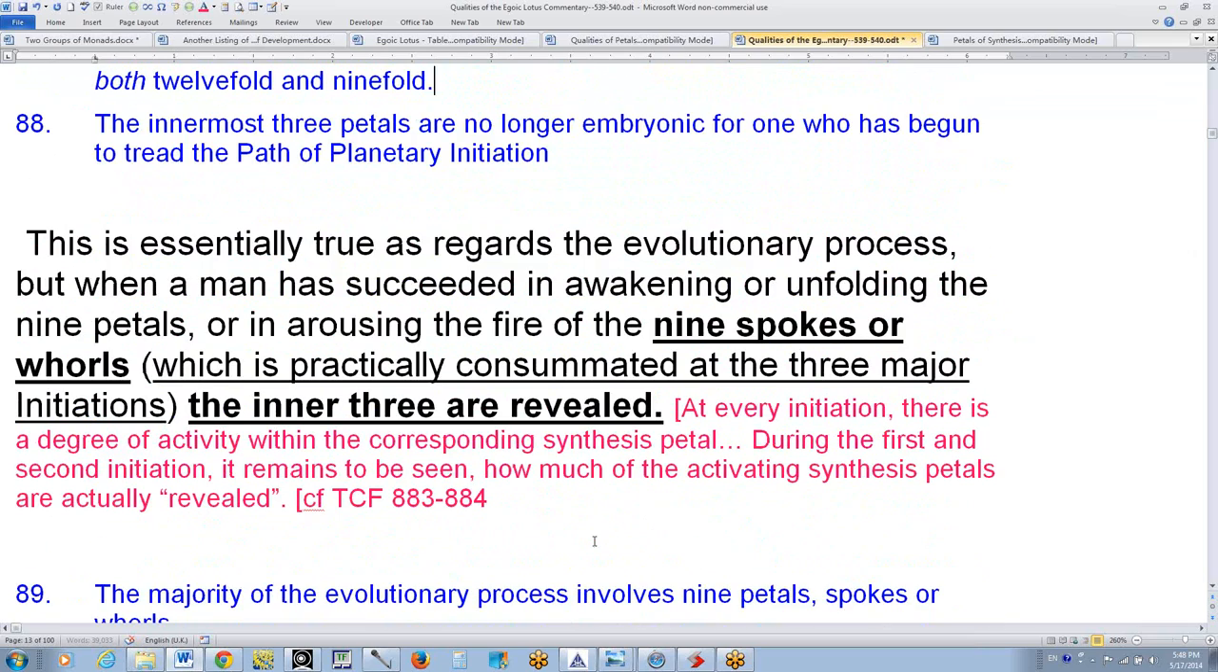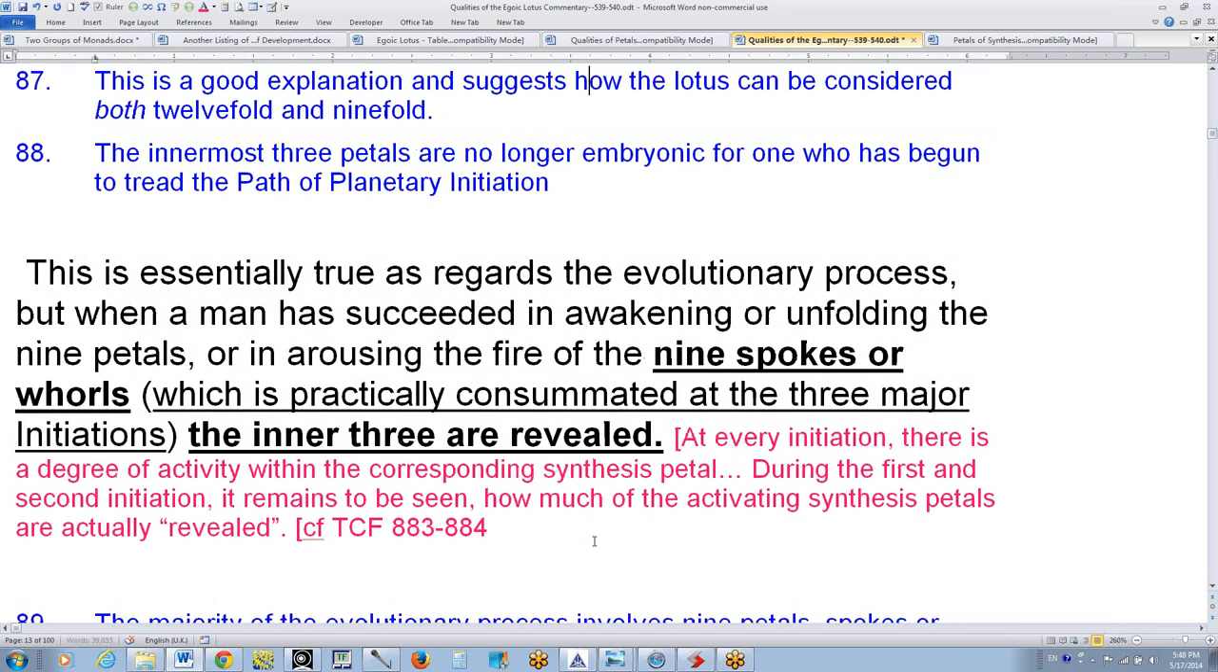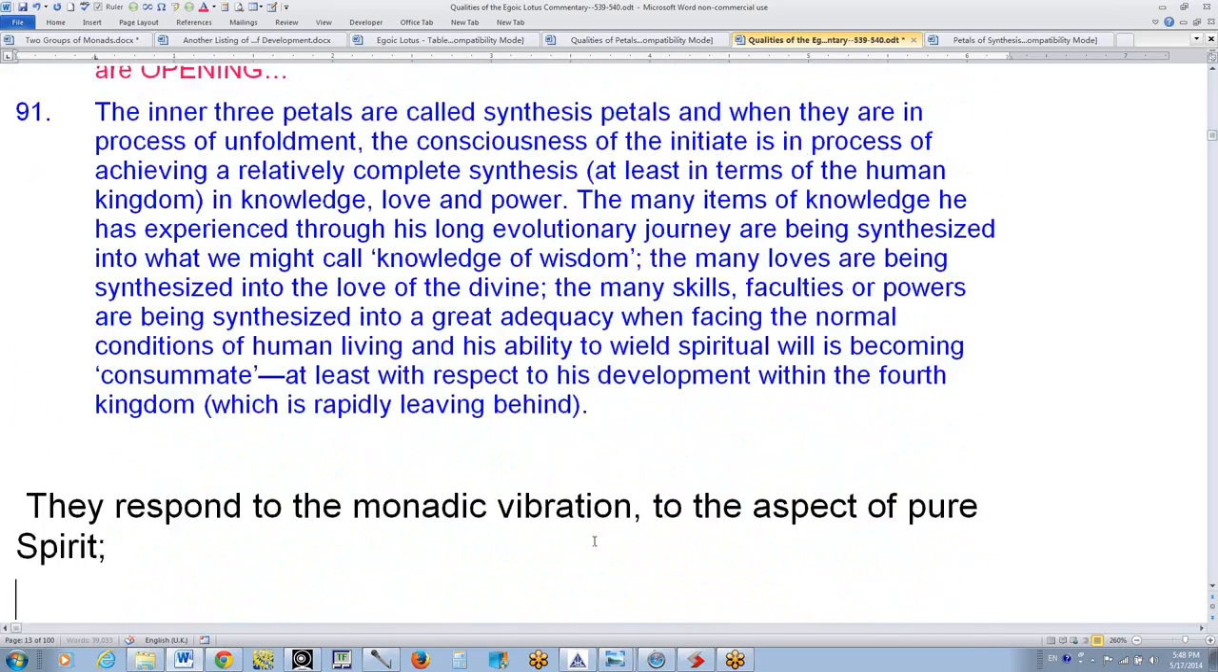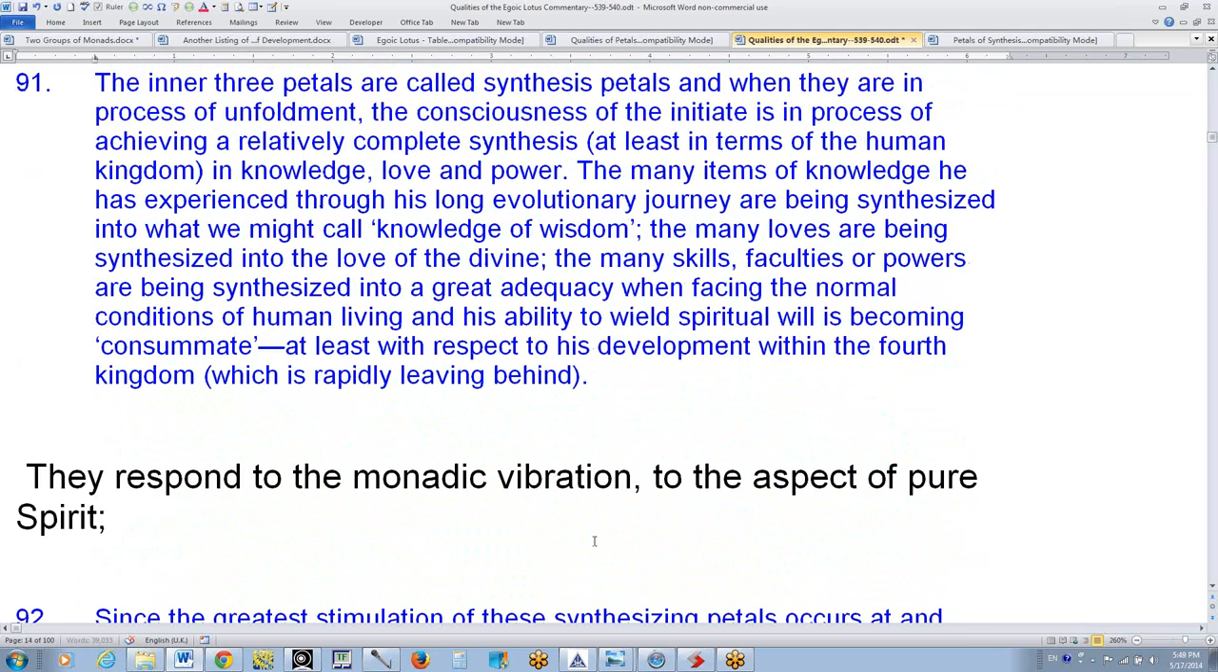We always have to go back. The inner 3 are revealed. This is essentially true as regards the evolutionary process, but when man has succeeded in awakening or unfolding the 9 petals, or the 9 spokes, the inner 3 are revealed. And they respond to the monadic vibration, just as the spiritual triad does, being an externalization of it.